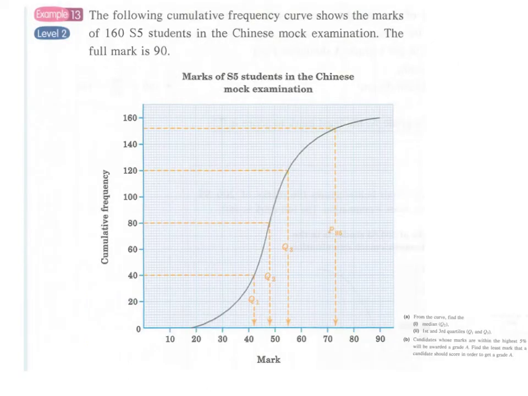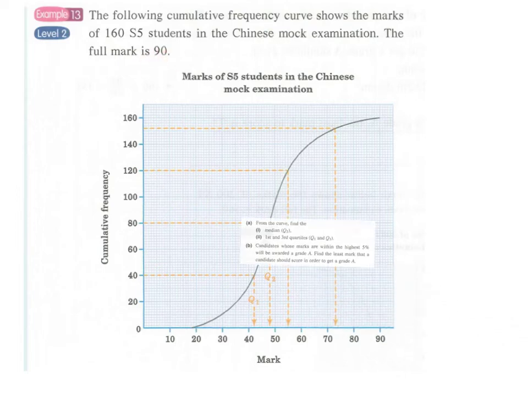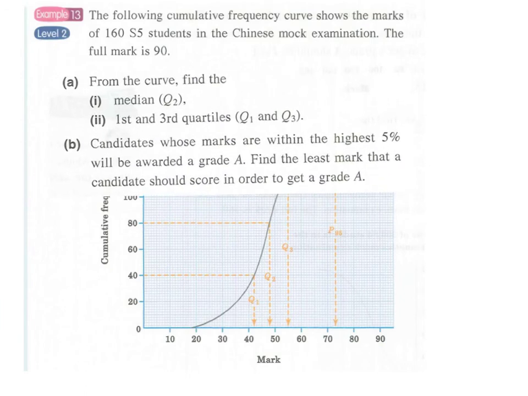And now we come to example 30. The following is a cumulative frequency curve showing the marks of 160 students, and the full mark is 90. And for part A, we have to find the median, Q1 and Q3, the first and the third quartiles.